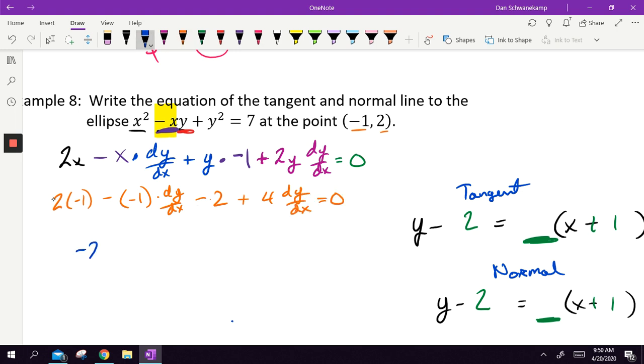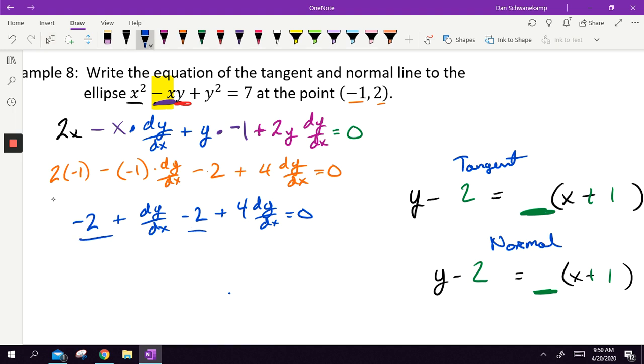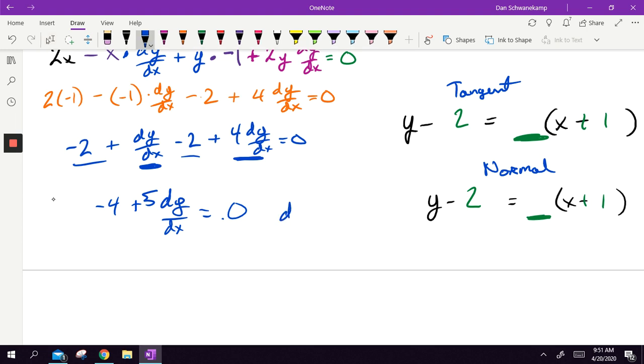Now let's do it. Negative 2 plus dy over dx minus 2 plus 4 dy over dx is all equal to 0. I'm going to combine some stuff. So negative 2 and negative 2, that's negative 4. I've got a dy dx and 4 dy dx's, so that's 5 dy over dx. Sorry, let's do that in two different steps. I'm going to add the 4 and divide by 5. Dy over dx equals 4/5. That right there is my slope.